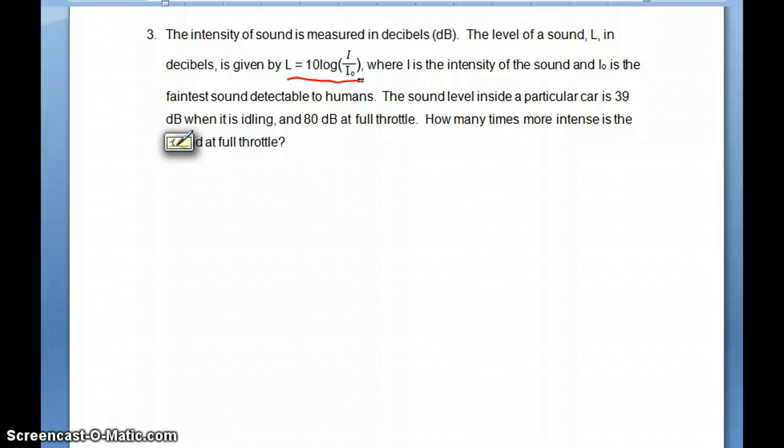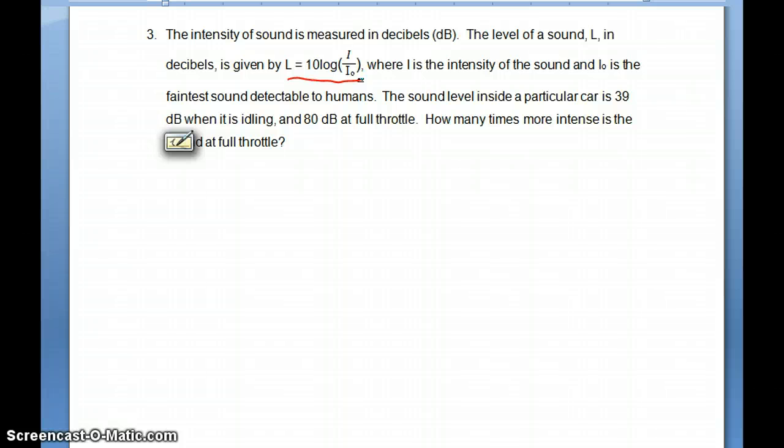Where I is the intensity of sound, and I naught, or I0, is the faintest sound detectable to humans. So the sound level inside a particular car is 39 decibels when it's idling and 80 decibels at full throttle. So they want to know how many times more intense is the sound at full throttle when compared to when it's idling.